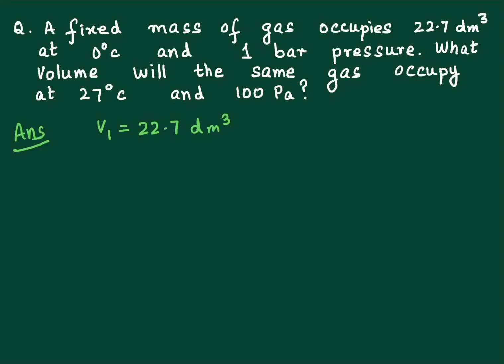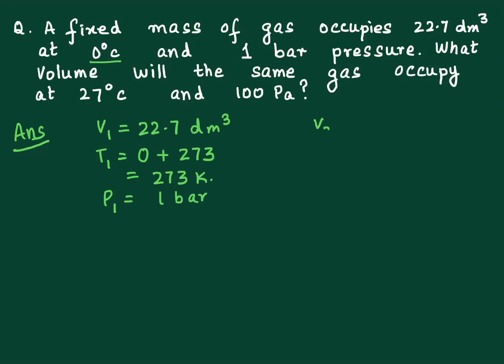So we have over here volume V1 is 22.7 decimeter cube. T1 is 0 degrees Celsius. I'm not going to leave it in Celsius, I will convert it to Kelvin. So this becomes 273 Kelvin. For ease of use, we are just taking 273. The exact value actually is 273.15, right? So just to make the calculation simpler, we'll stick to 273. The pressure over here is 1 bar.